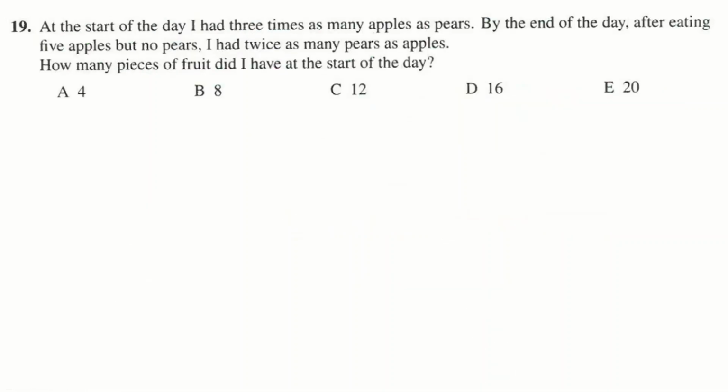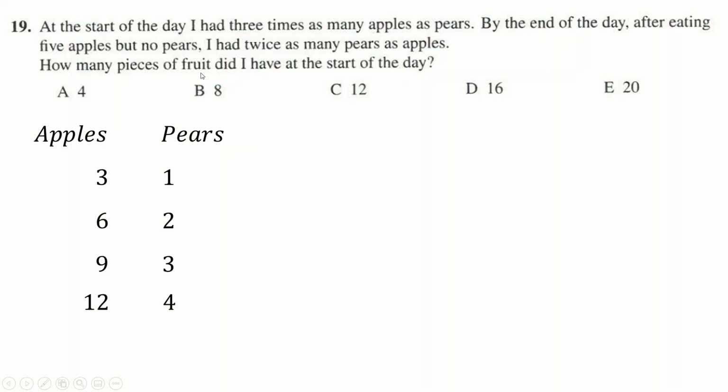19. Start of the day had 3 times as many apples as pears, so the ratio of apples to pears is 3 to 1. So you might not have 3 apples, 1 pear, you might have 6 apples, 2 pears, or 9 apples, 3 pears, or 12 apples, 4 pears, and so on. It's always got to be a whole number, because I'm assuming that's how this question works.